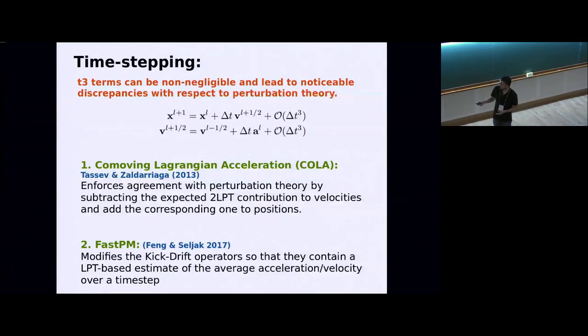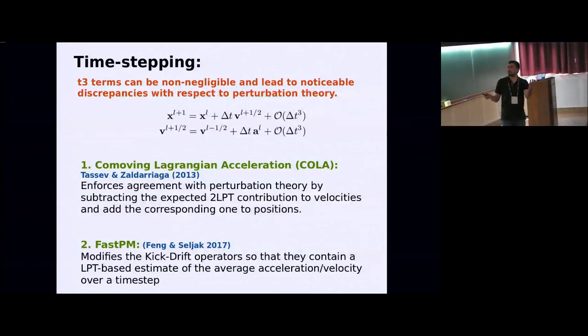So there have been two suggestions for how to modify these time integrations to ameliorate this problem. One is called COLA, comoving Lagrangian acceleration, where the idea is to combine this time integration with perturbation theory. You subtract from the velocities the contribution that you would expect from perturbation theory, and then you add to the position the contribution that you expect from perturbation theory, right?